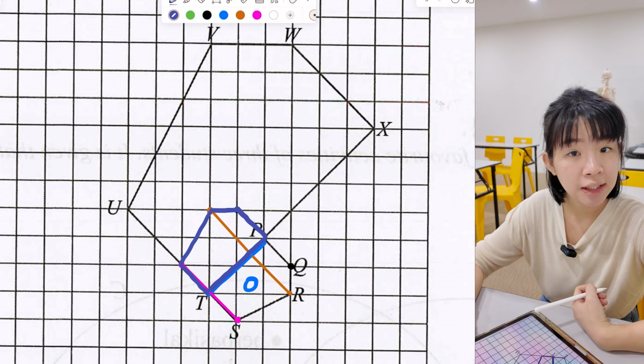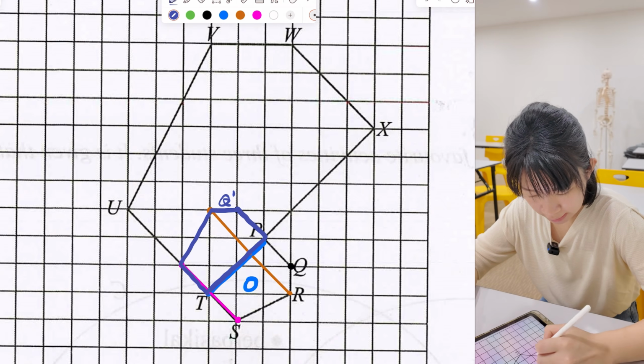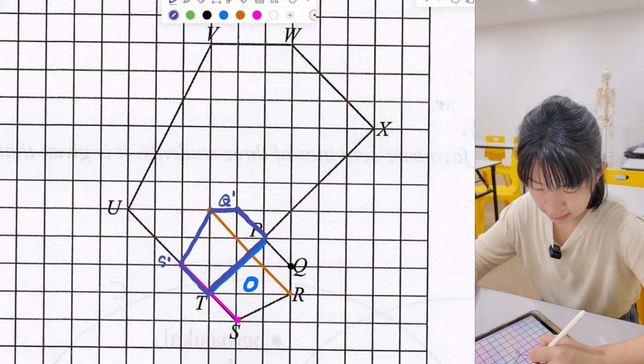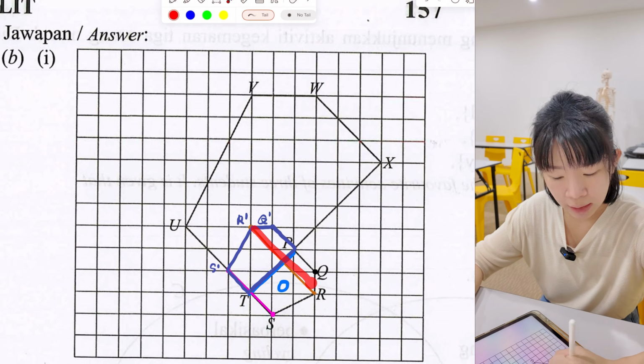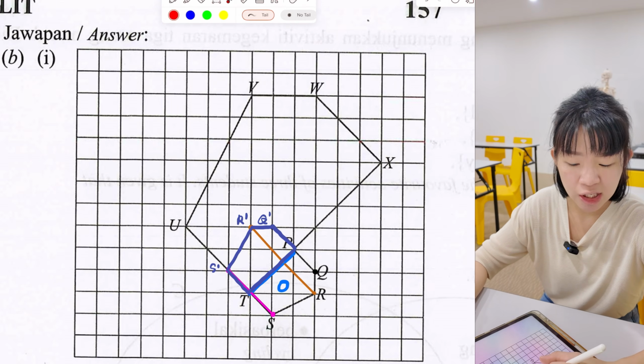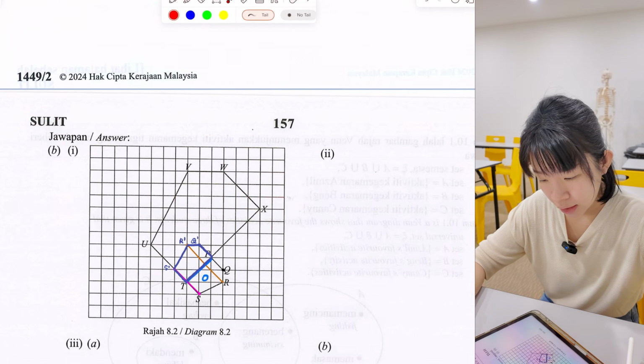So this is the answer, but you have to label. This is Q prime, this is S prime, this is R prime. So the drawing is done. Now, you don't need to erase the line, but when you draw, make sure it is not too dark or too messy. You can just leave the line like that. Okay, so next.